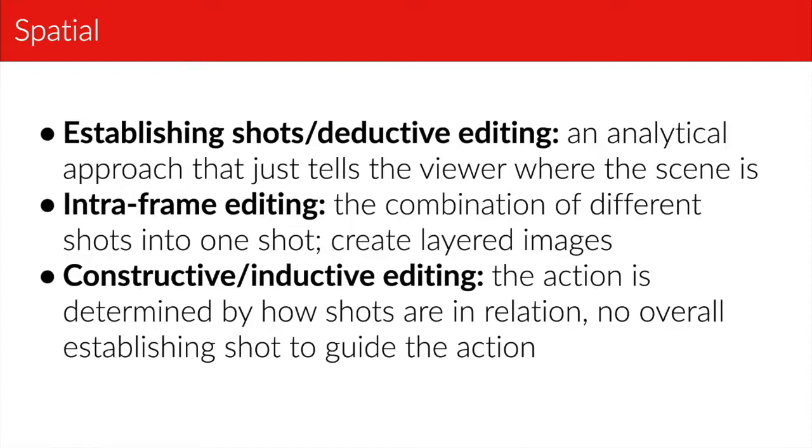Oftentimes, sitcoms use establishing shots, which is an analytical approach that tells the viewer where the scene is. And you can also find that in movies, right? It's a way of telling us and getting our sense of place. You can also have re-establishing shots a few shots later to give us, again, that sense of where we are. This is also called deductive editing because we deduce from wider phenomenon, like a larger image of a place, to a more specific action in a smaller space. So you deduce from the wider to the smaller.